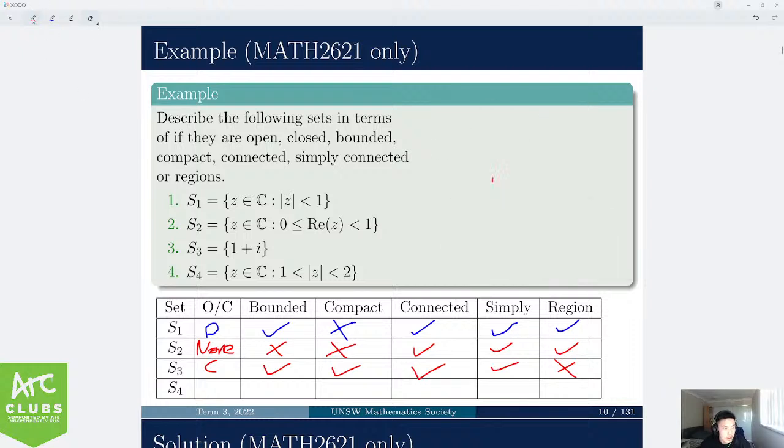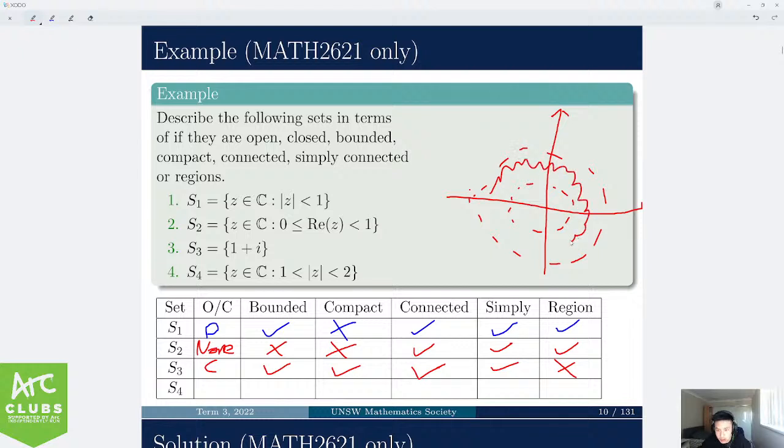And the last case is the annulus. So that's going to look something like this, where everything inside is shaded. Let me use blue.